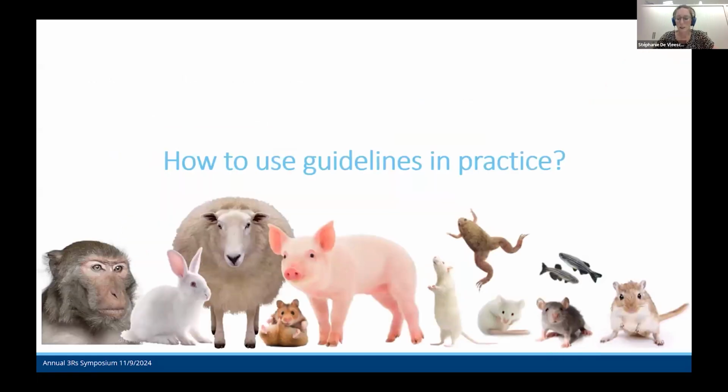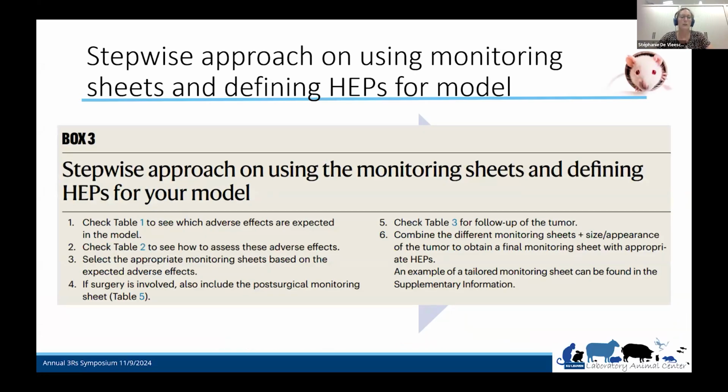So how to use these guidelines in practice? It's a stepwise approach. If you're going to develop a model, you first check table 1 to see which adverse effects are expected. Then check table 2 to see how you should assess these adverse effects. Then select the appropriate monitoring sheets. If surgery is involved, also include the post-surgical monitoring sheet. And then check table 3 for follow-up of the tumor. And then you're going to combine everything, and then you have a final monitoring sheet.